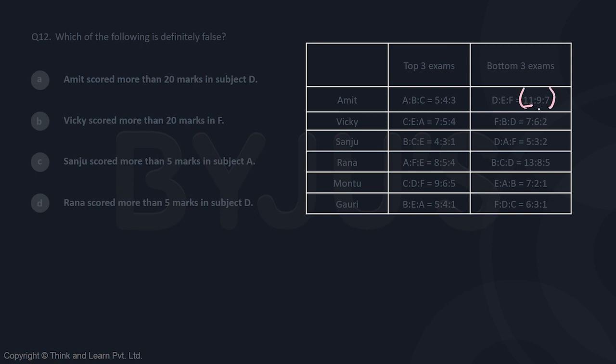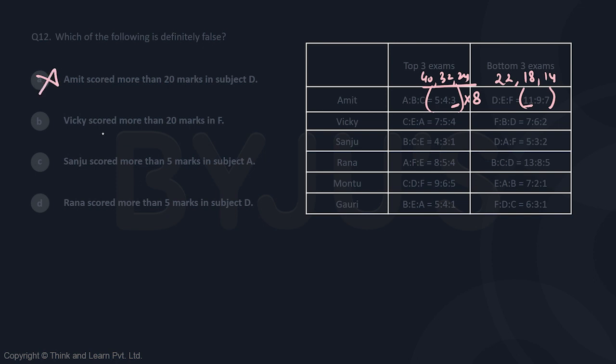If he scores more than 20, these numbers must be multiplied by at least 2. So they would become 22, 18 and 14. In that case, this number should also be more than 22. So I have to multiply these numbers by at least 8. In that case, they would become 40, 32 and 24. So this is possible. Amit might score more than 22. So therefore, this is not definitely false.